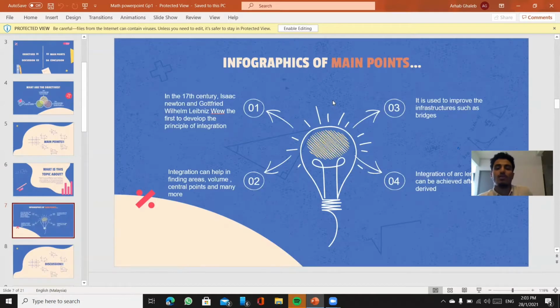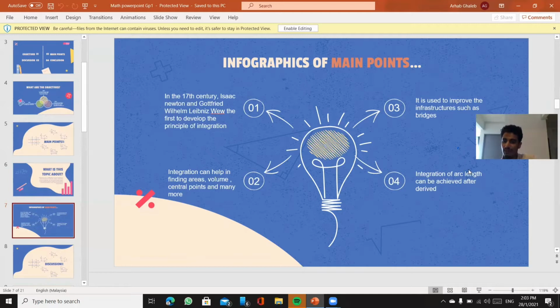In four points of main points. Number one, in the 17th century, Isaac Newton and Gottfried Wilhelm Leibniz were the first to develop the principle of integration. Number two, integration can help in finding areas, volume, central points, and many more. Number three, it is used to improve infrastructures such as bridges. Number four, integration of arc length can be achieved after derivatives.